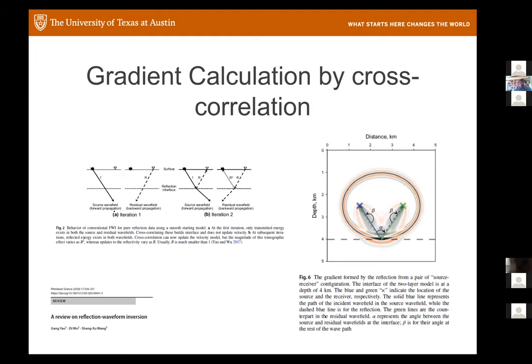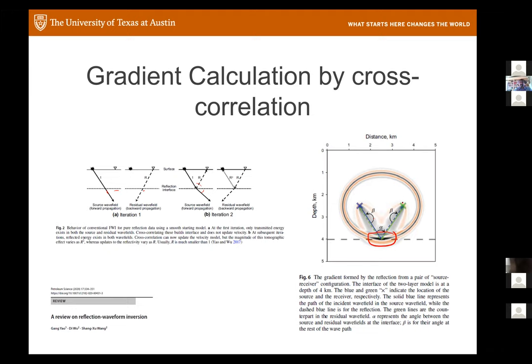So here I'm showing you how this works. Here you have the source wave field that you're generating. Let's say that you have a reflector here. For the initial times, the source and receiver wave field are not time coincident, so you don't see anything when you cross correlate. It's all zero. But as you approach the reflector, they correlate and generate significant gradient information at the reflector.